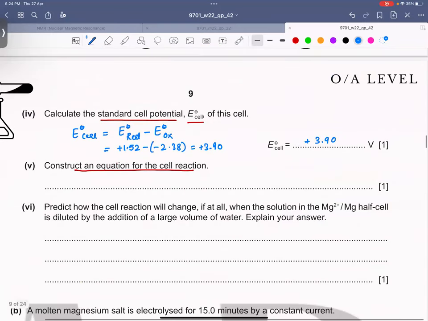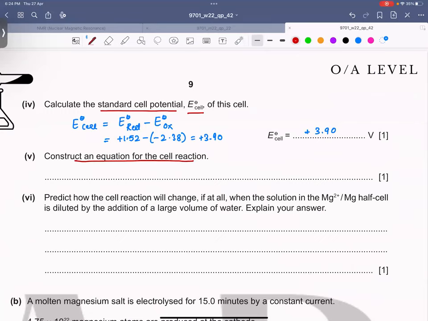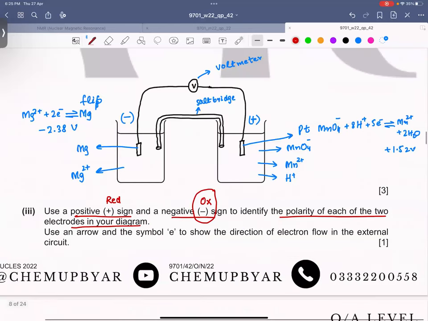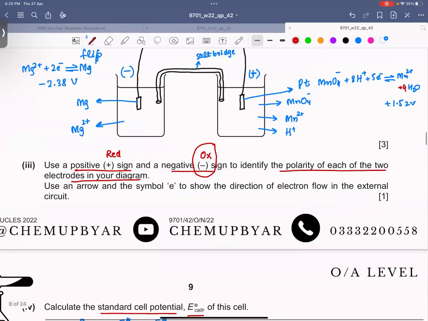So the equation for the half cell where the reduction is taking place is, let me write over here, MnO4 negative plus 5 electrons plus 8 hydrogen ions turning into Mn2 positive and 4 moles of water. Okay, this is a mistake. Not 2, but 4.